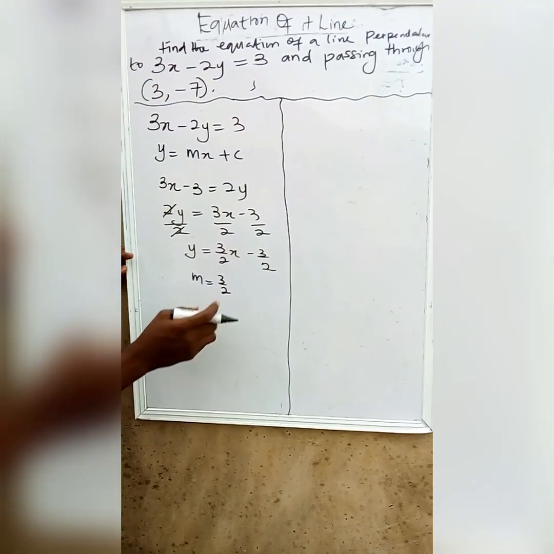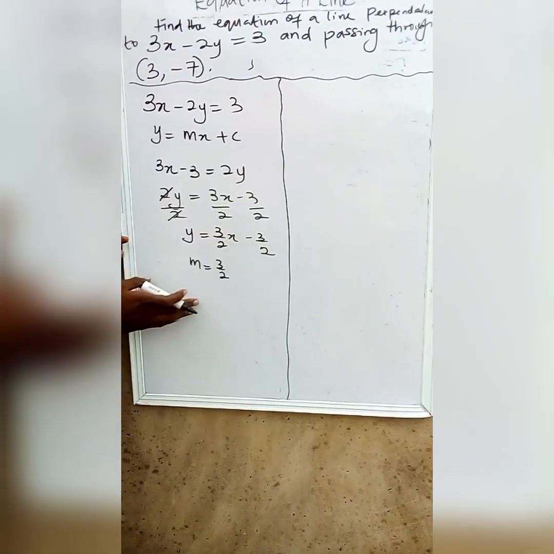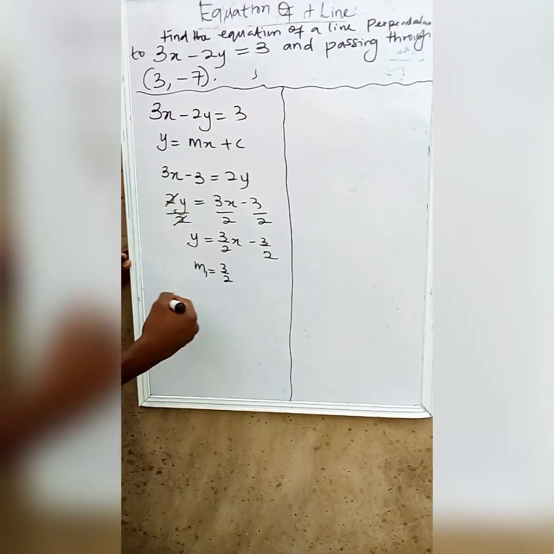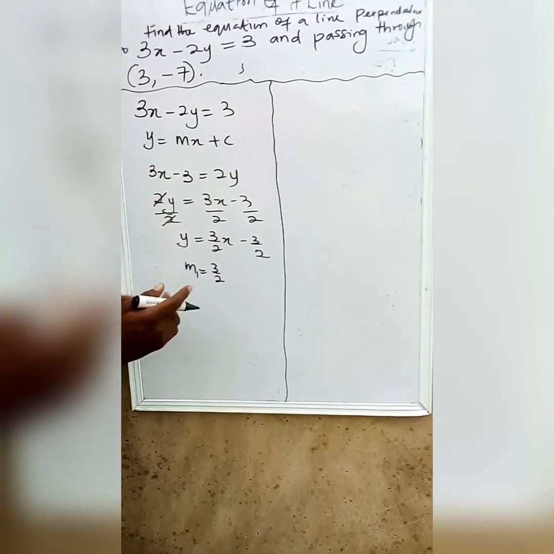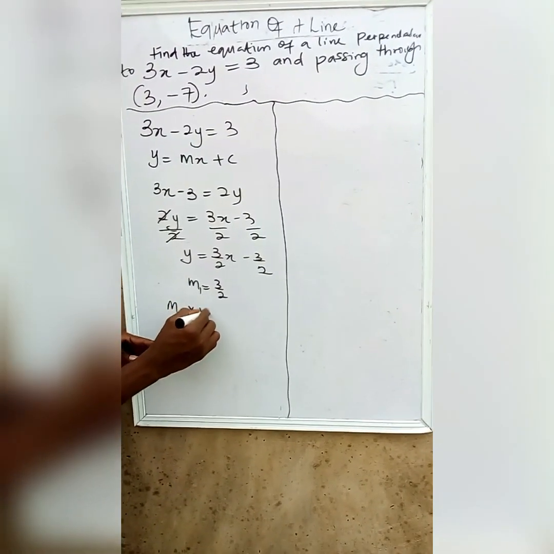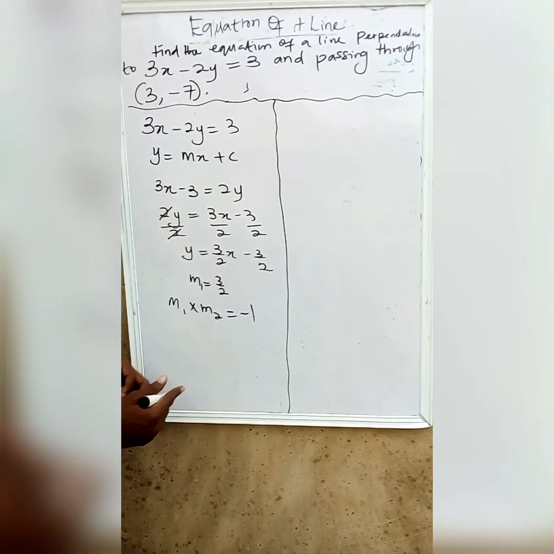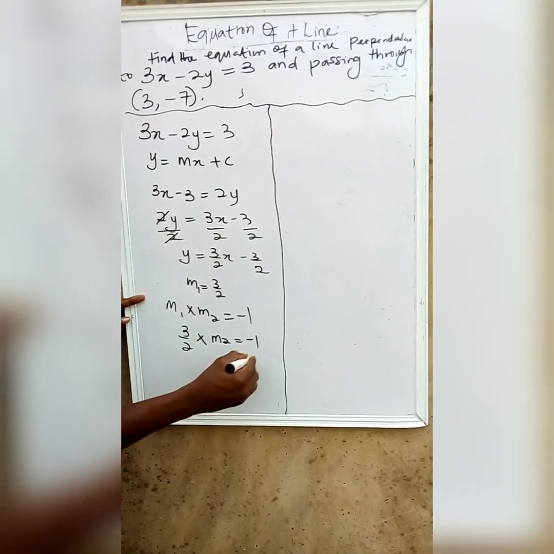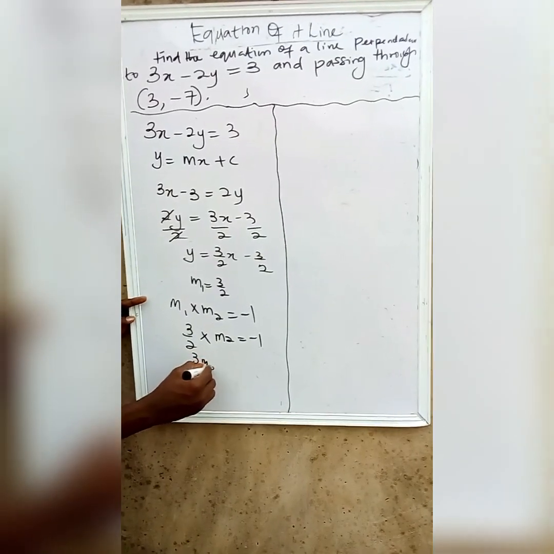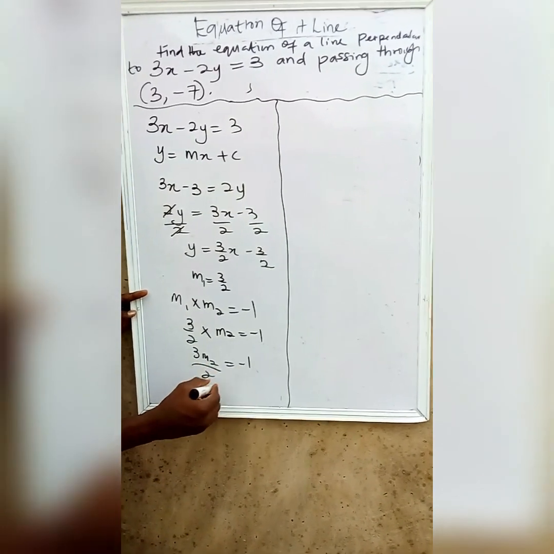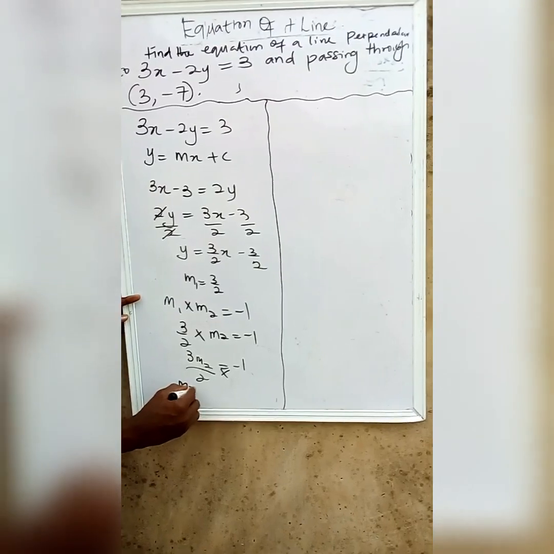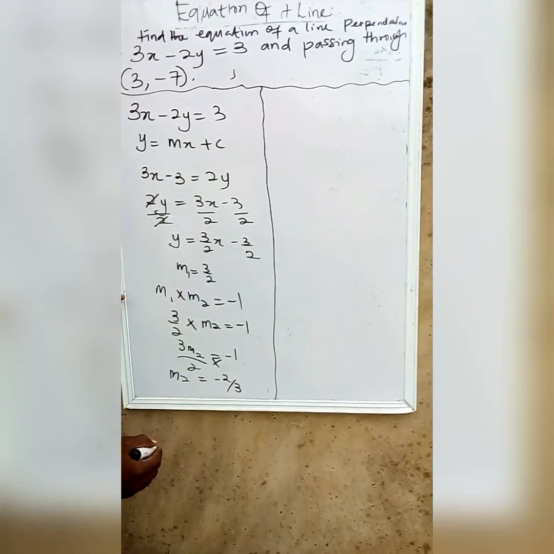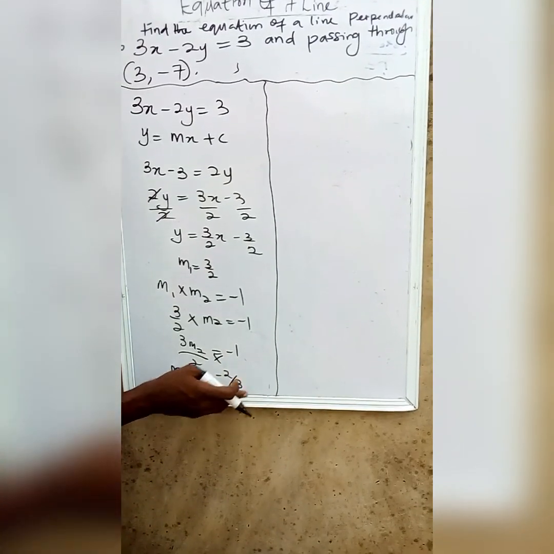Now, they said the two equations are what? Perpendicular. So that means if this is our m1, what's the relationship between two gradients when they are perpendicular? m1 times m2 is equals to minus 1. So m1 is 3 over 2 times m2, which is minus 1. So that will be 3m2 over 2 is equals to minus 1. Cross multiply. Our m2 will be what? Minus 2 over 3. Now, we've gotten the gradient of the other line.